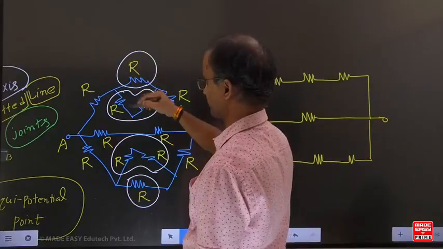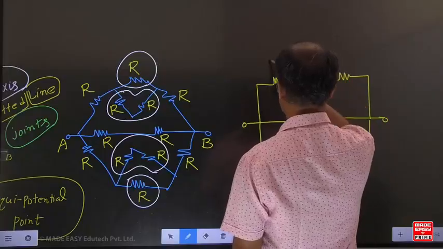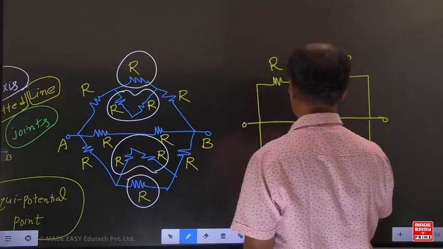In this example, 2R and R both are in parallel. What do you write this way? 2R by 3. This R and R both are in series. Equivalent value is 2R.